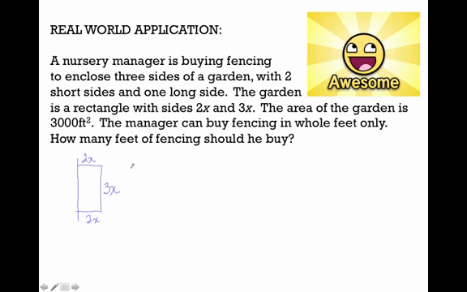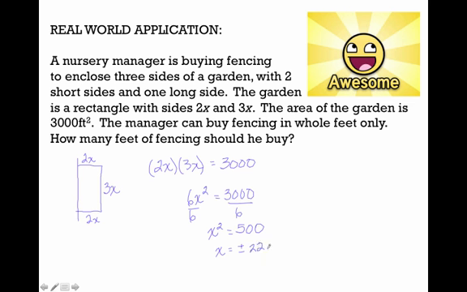So I know that my area, which is 2x times 3x, right, the area of a rectangle, equals 3,000 square feet. So 6x squared equals 3,000. So I need to solve to find out what x equals. I'm going to divide by 6 both sides, and I find that x squared equals 500. Well, unfortunately, 500 isn't a perfect square, so I'm going to find out that x is equal to plus or minus approximately 22.4.